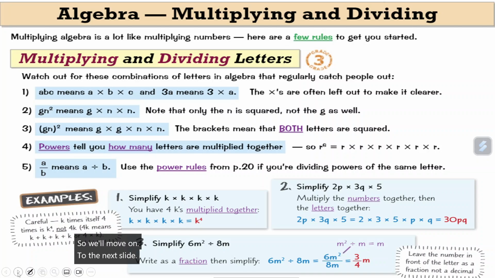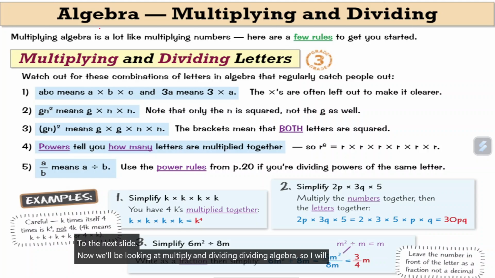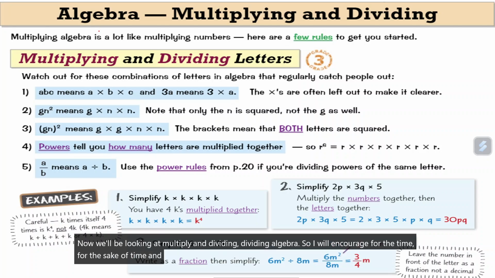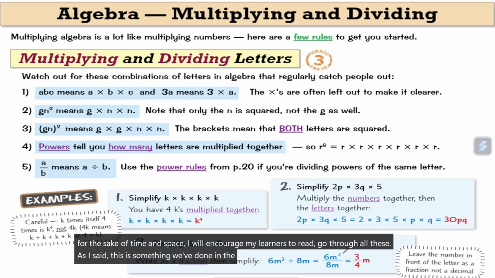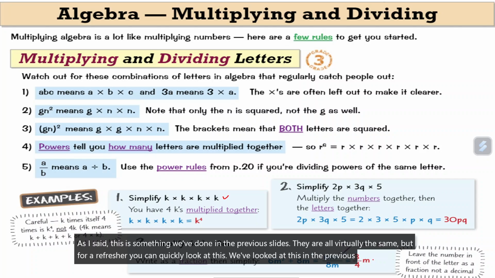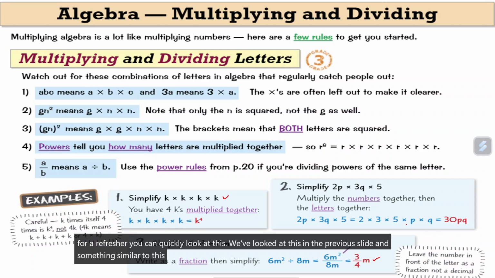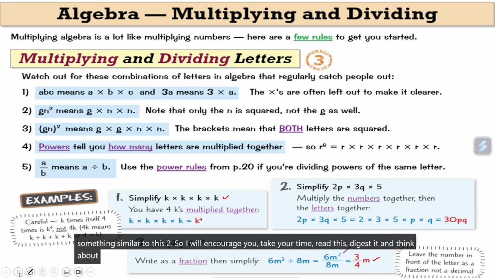Now we'll be looking at multiplying and dividing algebra. For the sake of time and space, I will encourage my learners to go through all these. As I said, this is something we've done in the previous slides. They are all virtually the same. But for a refresher, you can quickly look at this. We've looked at this in the previous slide and something similar to this too. So I will encourage you, take your time, read this, digest it, and think about it. We'll move on to the next slide.